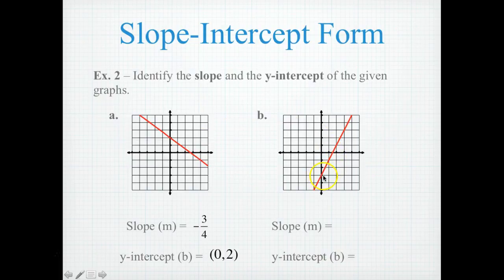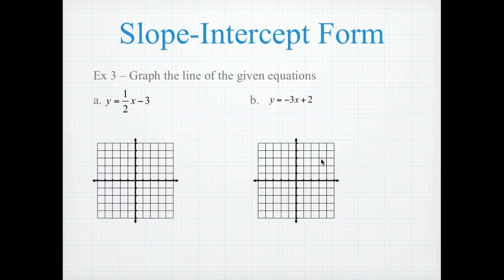Next graph, looks like we have a y-intercept at negative 3. And the next coordinate, I believe, is here at (1, negative 1). So in order to get from point A to point B, we would go up 2 and to the right 1. Both of those are positive movements. Up is positive and to the right is positive. So we have a slope of 2 and a y-intercept at negative 3.